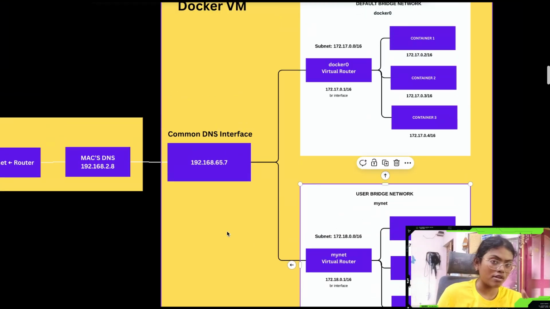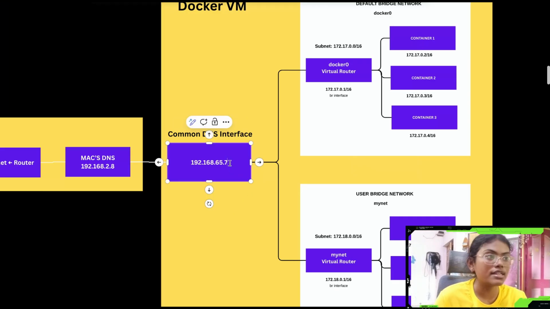So why do we need the virtual router? When a container wants to access the internet, let's say it's going to run an apt install, it's going to send the request to the virtual router inside the bridge, and the bridge is going to forward that request to the resolved DNS interface located on our virtual machine. That is 192.168.65.7. It's like connecting to our home router based on the IP addresses given to our devices like mobile, laptops, and everything.